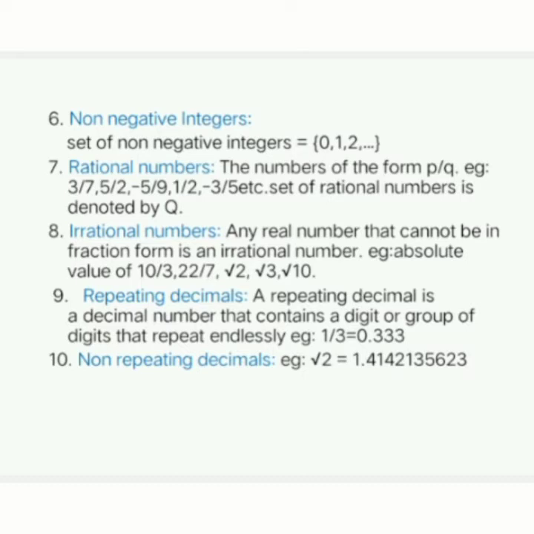Irrational numbers are nothing but any real number that cannot be written in fraction form. That is, it is quite opposite to the rational numbers, right? The numbers which are both non-terminating as well as non-repeating decimals are called irrational numbers. Examples can be shown like the absolute value of 10 by 3, 27 root 2 and so on, which are in the form of irrational numbers.